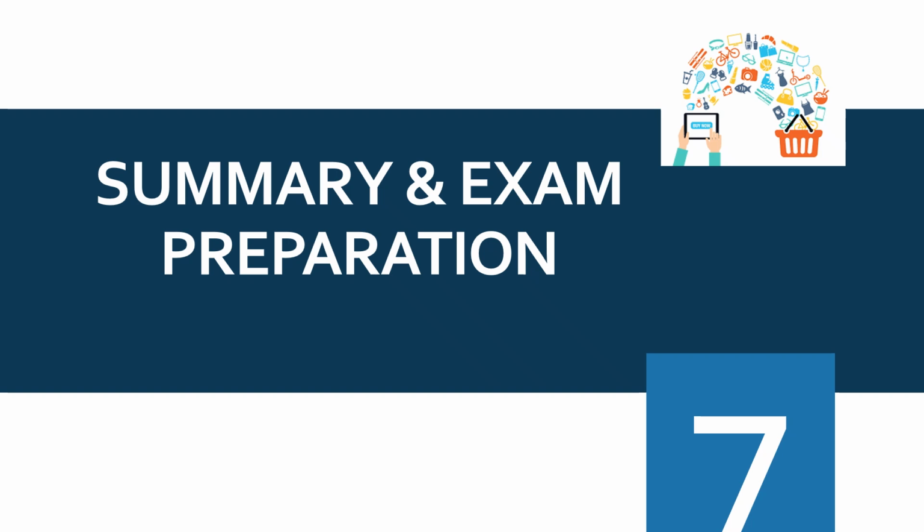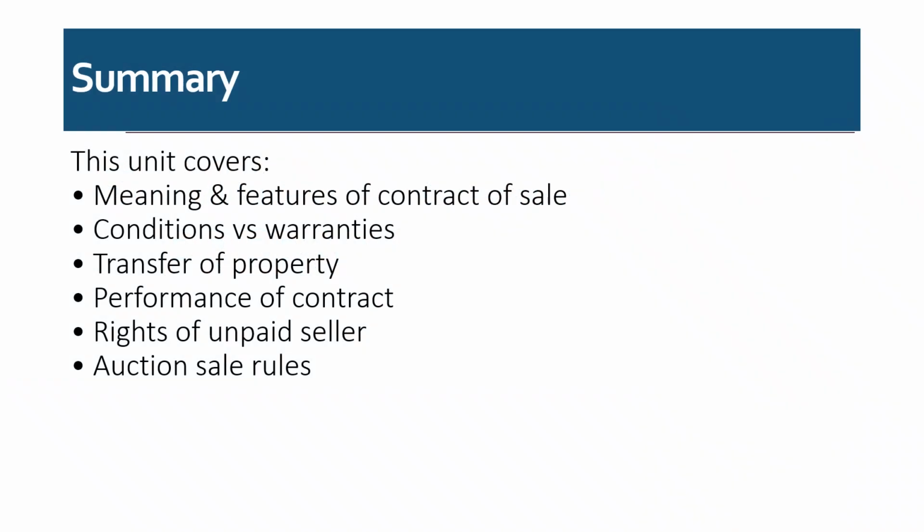Having understood all this, let's take a quick review of whatever we have learned in this unit. We covered the meaning and features of contract of sale. Then we discussed the difference between conditions and warranties. What is the meaning of transfer of property? What is performance of contract? What are the rights of an unpaid seller? And finally, we have learned the rules of auction sale.